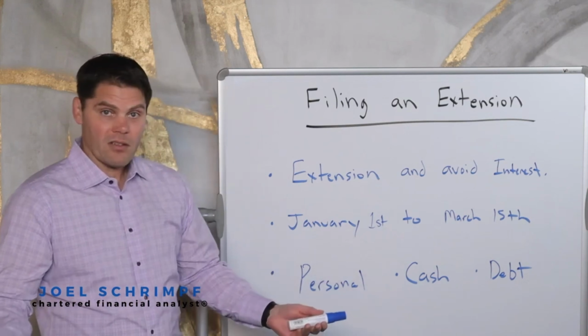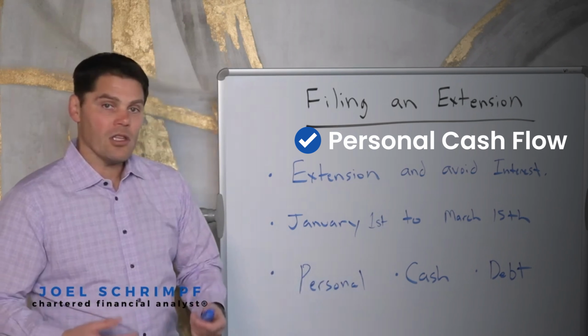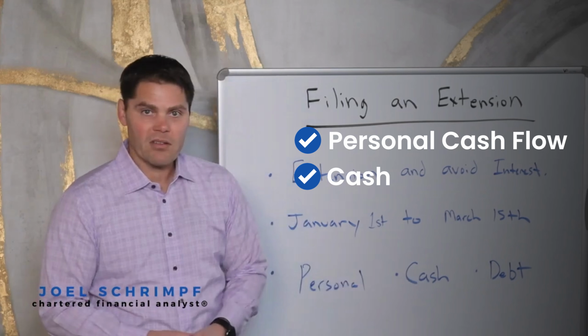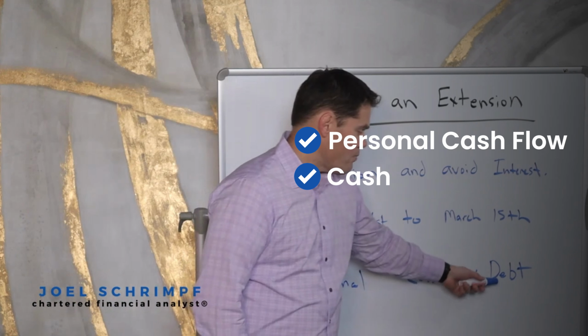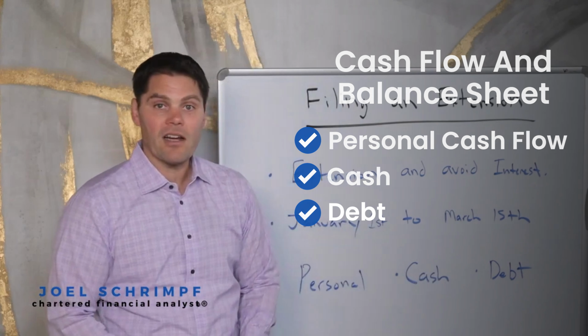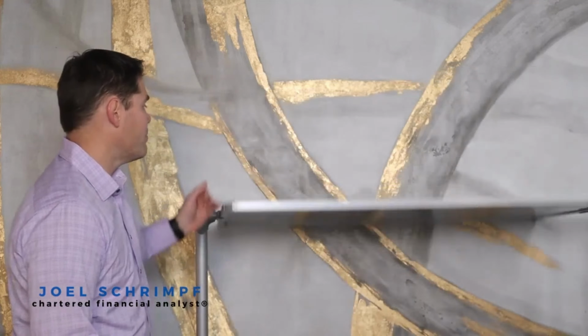From your business, you take personal cash flow, you have cash in your business checking account or your business investment account, and then you may have debt. Those are the three things. That is your cash flow and balance sheet right there. And how this would break down.